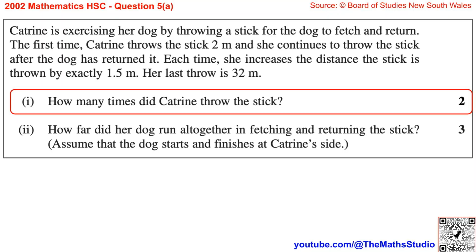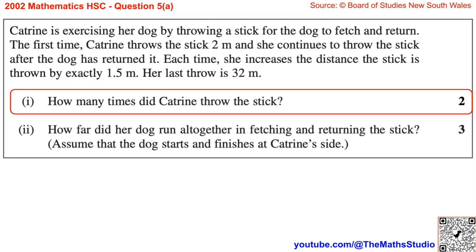Question 5, Part A. Katrine is exercising her dog by throwing a stick for the dog to fetch and return. The first time, Katrine throws the stick 2 meters and she continues to throw the stick after the dog has returned it. Each time, she increases the distance the stick is thrown by exactly 1.5 meters. Her last throw is 32 meters.